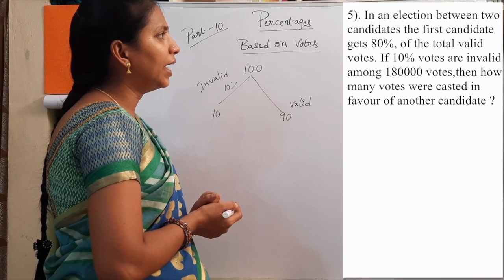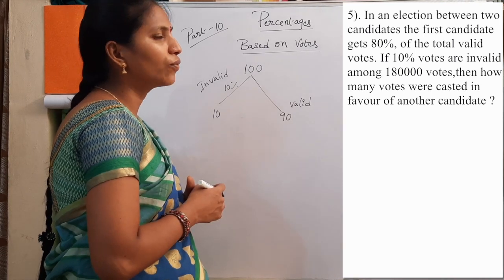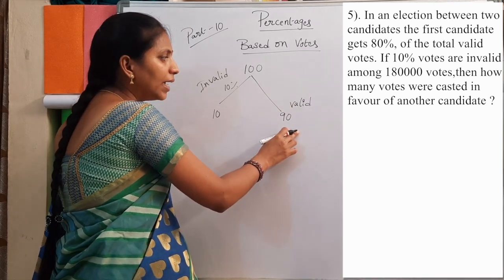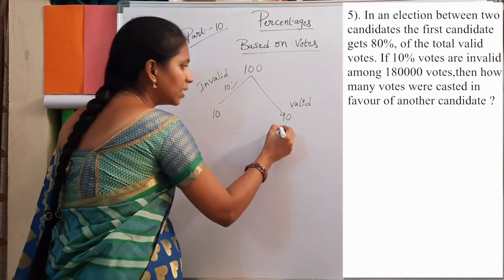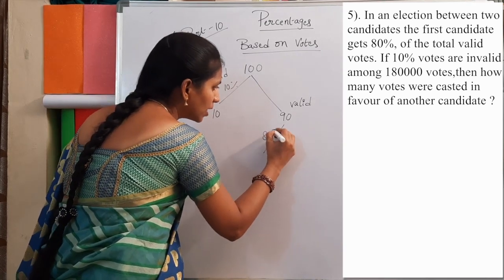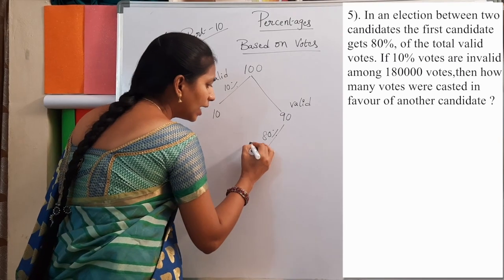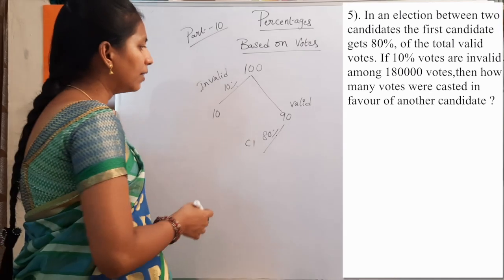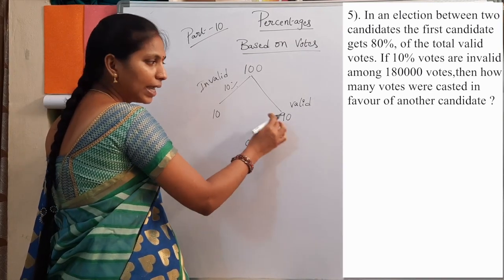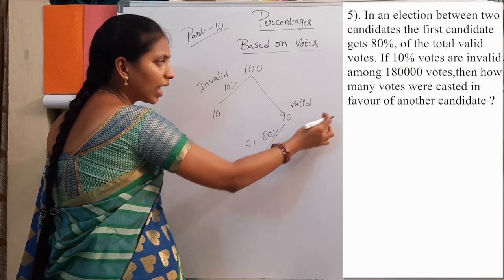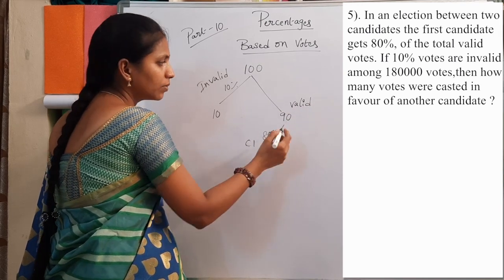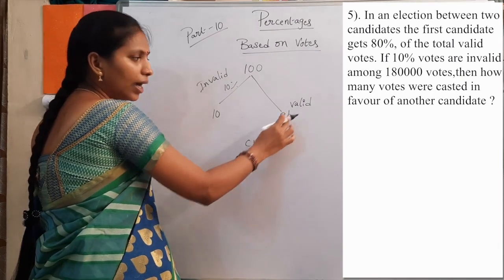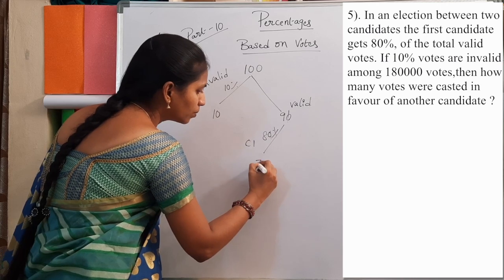And here, the first candidate gets 80% of the total valid words. Total valid words are 90. The first candidate gets 80% of this. Candidate 1, or first candidate, or A and B, take anything. Candidate 1 gets 80% of total valid words. Those are 90. Now calculate: zeros cancelled, 8 nines are 72.